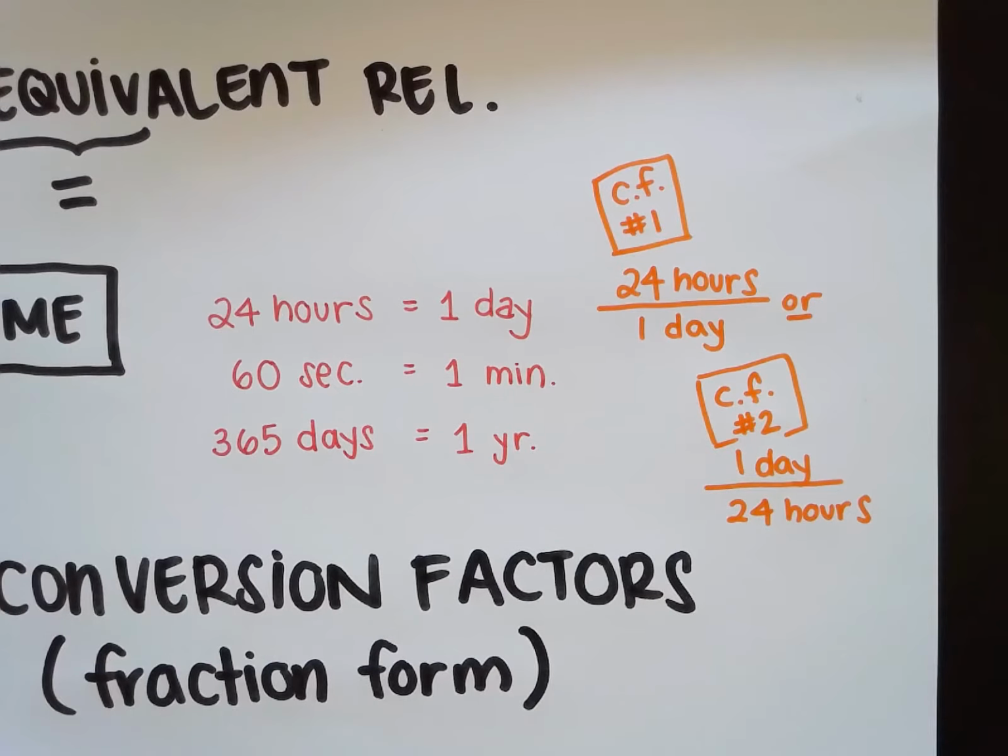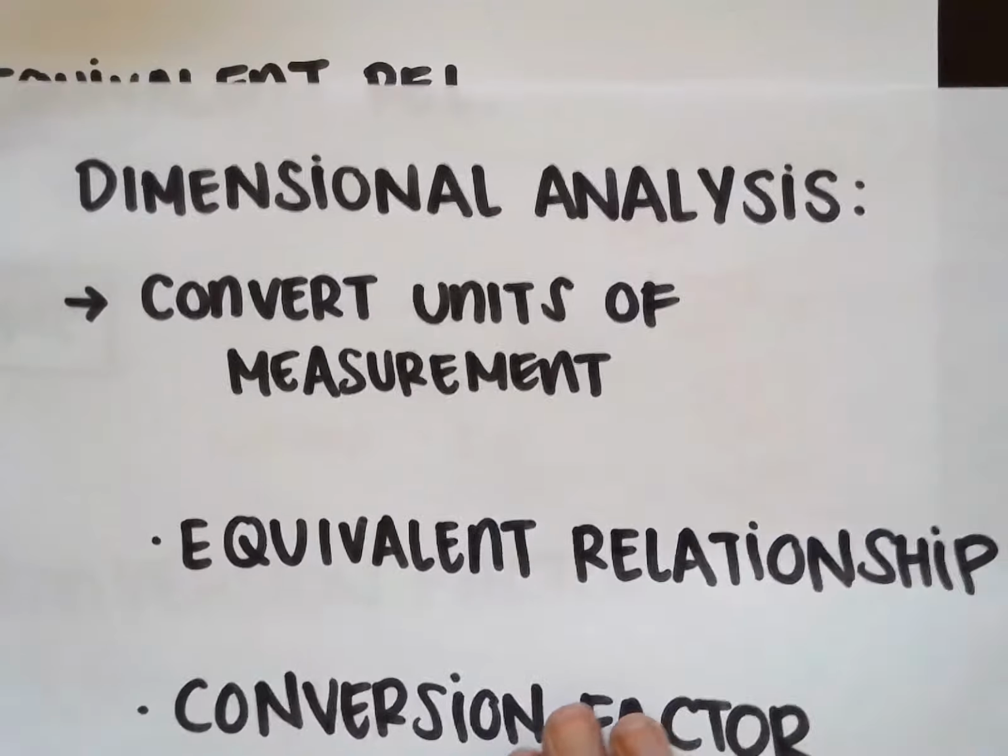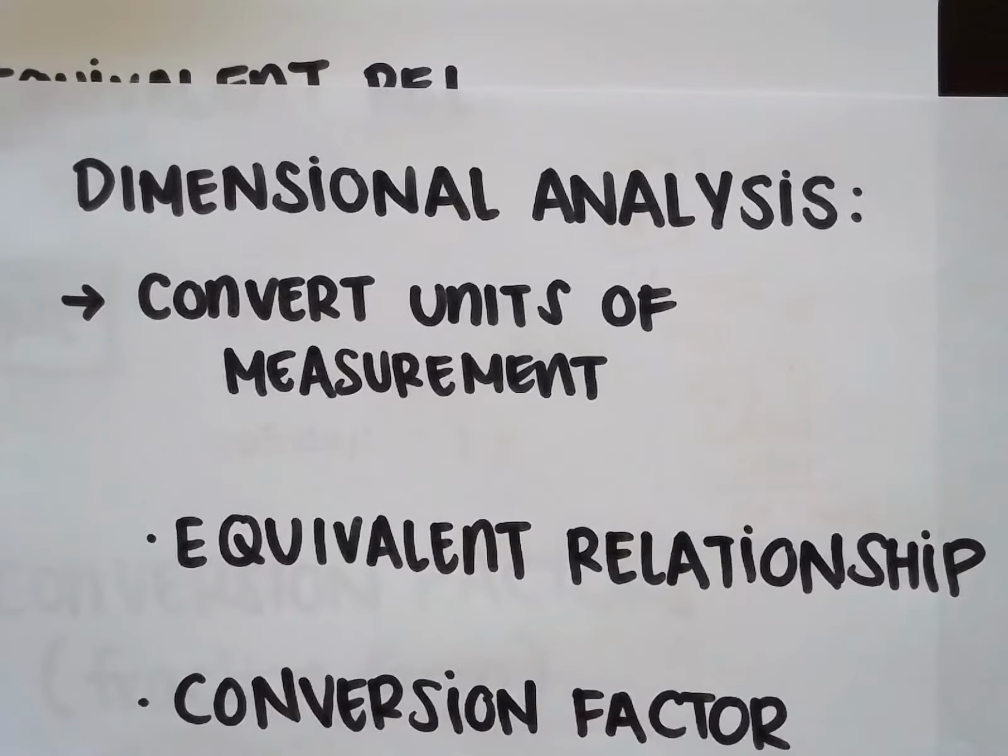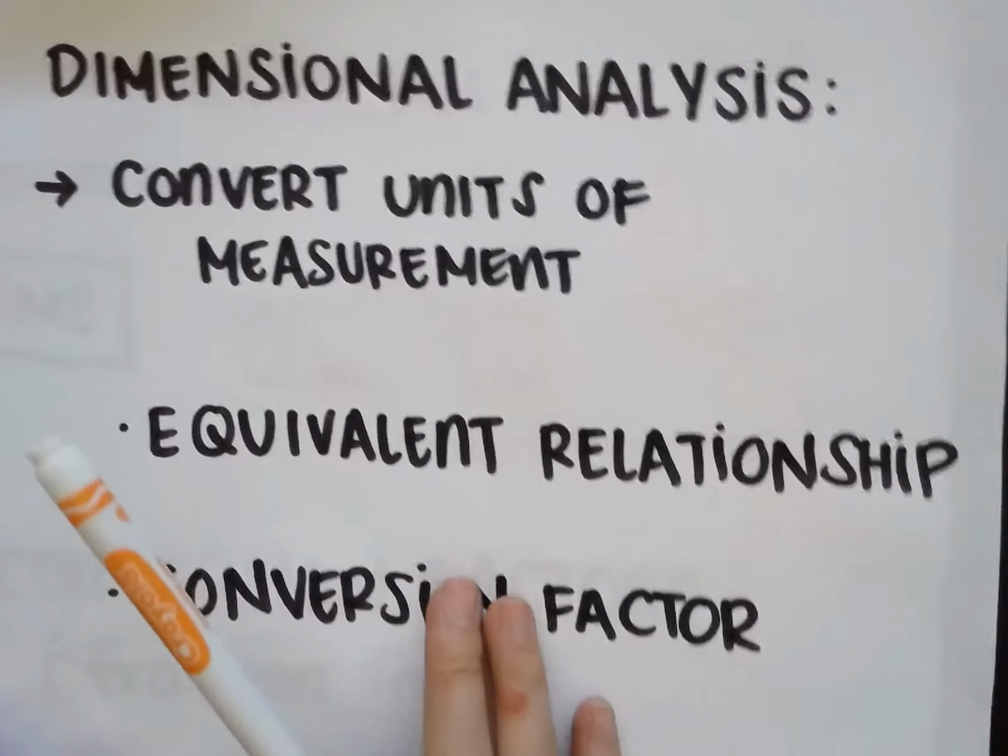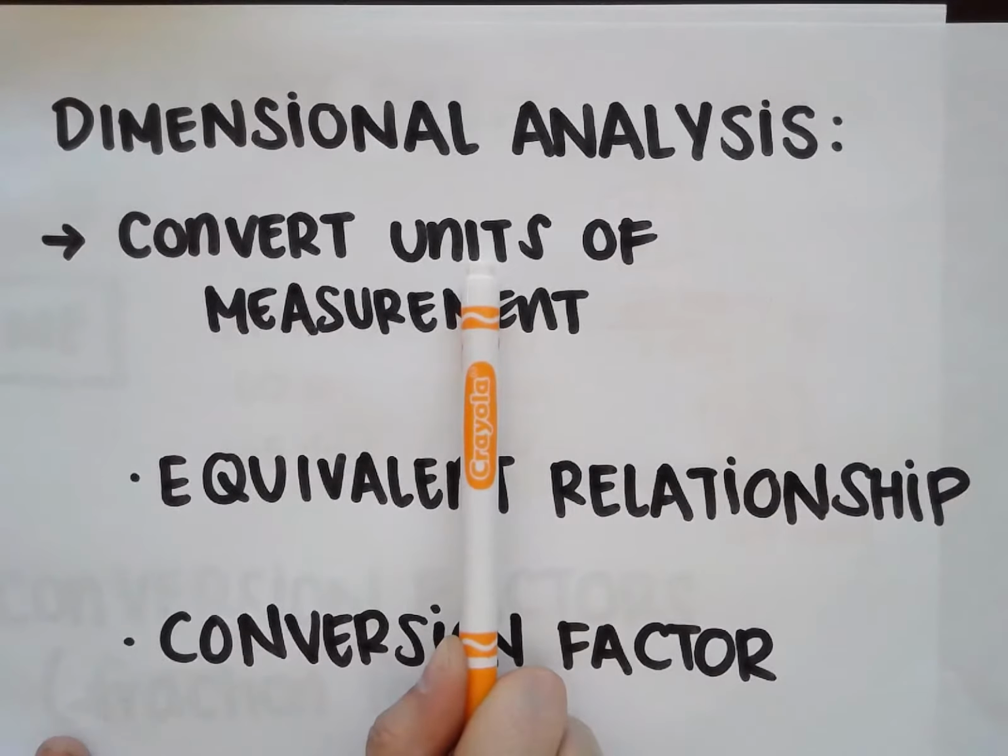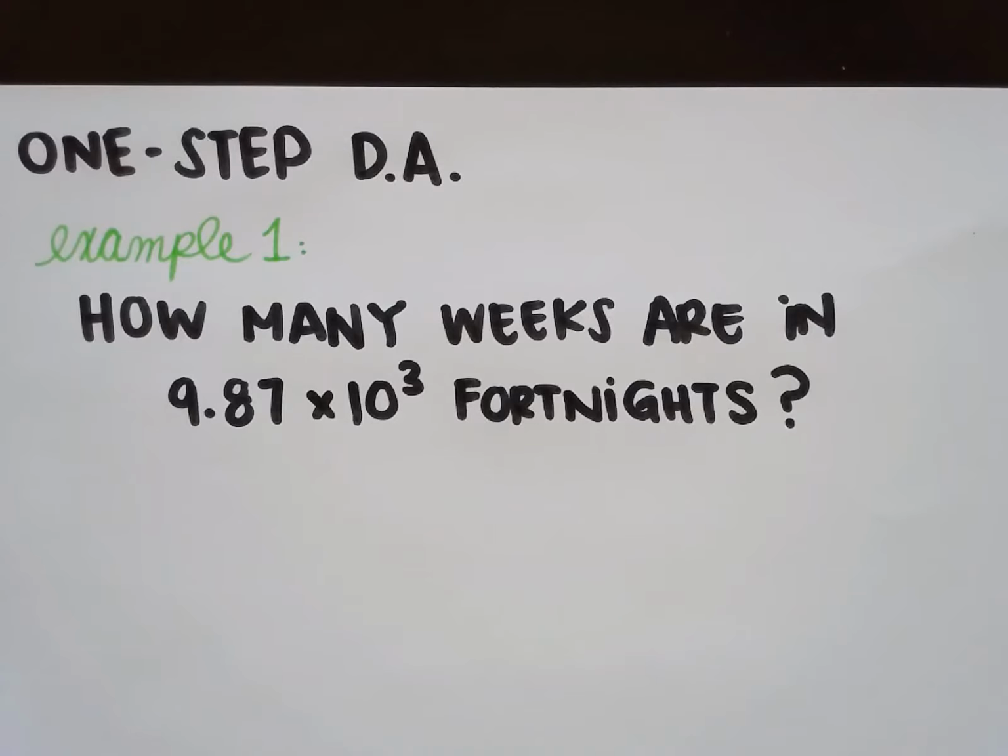Just to remind you guys, we're talking about dimensional analysis here, and we're going to be using these equivalent relationships in order to help us convert units of measurement. So here we've got one-step dimensional analysis, and for this example problem, I have: how many weeks are in 9.87 times 10 to the third fortnights? In this problem, I'm trying to convert fortnights into weeks. That's what I want to figure out.